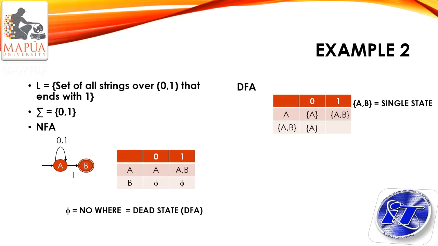Okay? And if it's 1, it will go to B and then it could go to A rather. So we have AB. Okay? But if it's on B, nowhere to go. So it means AB and nowhere to go. It means AB.